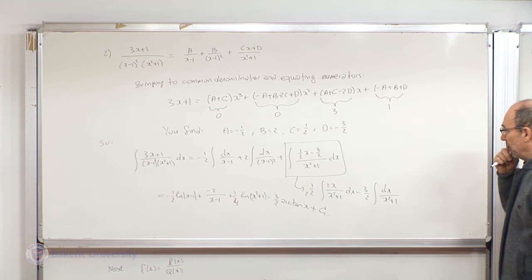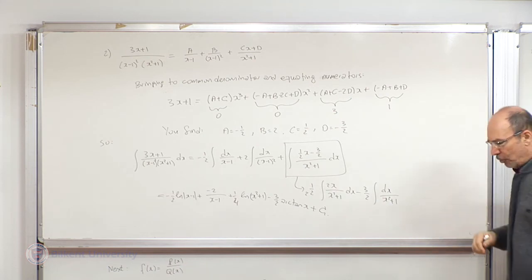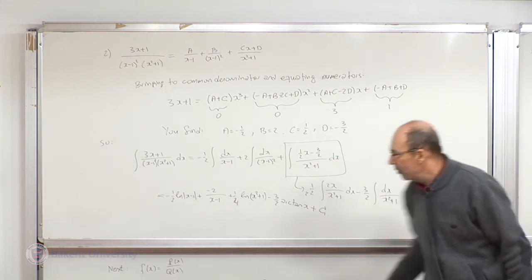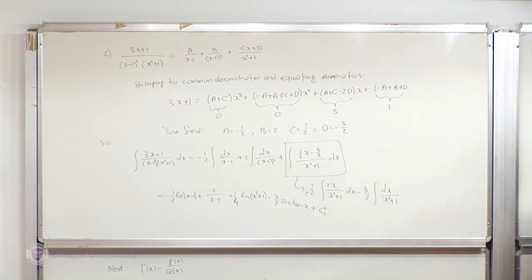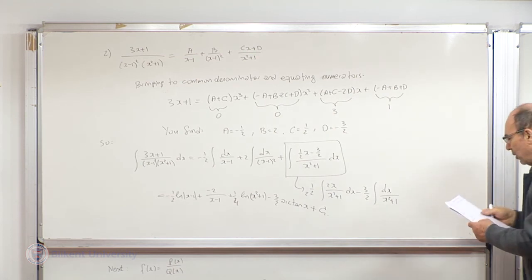So let me show one more thing. What would happen if I had the square of a quadratic term?